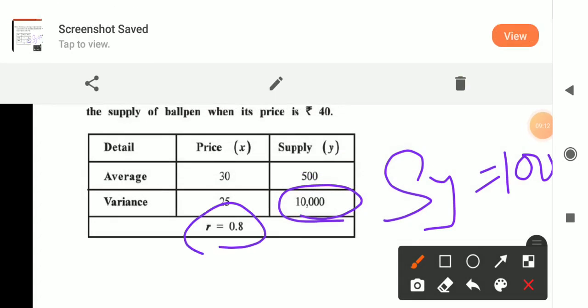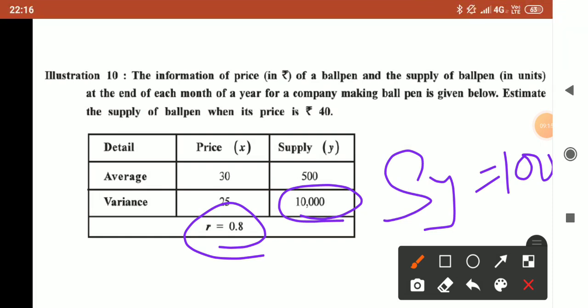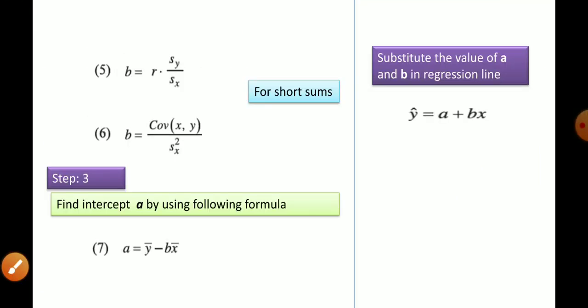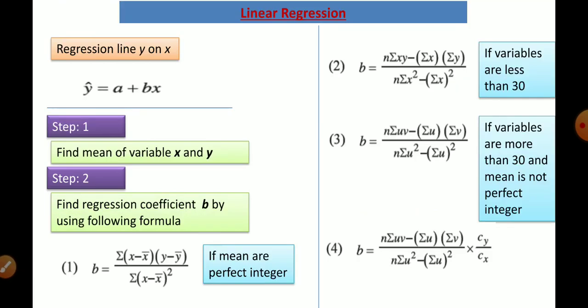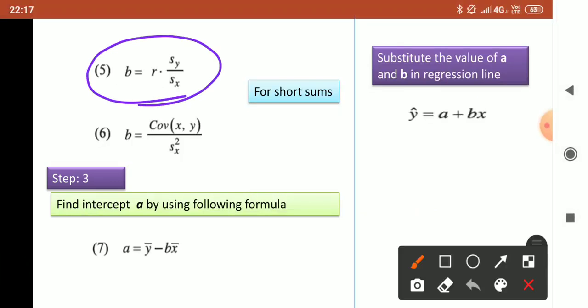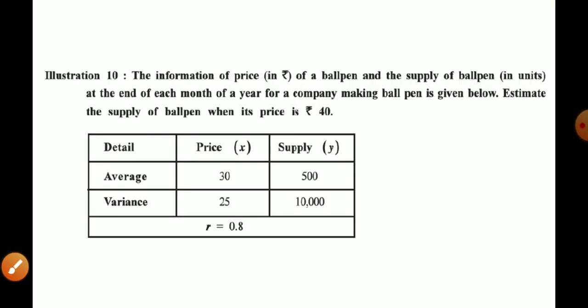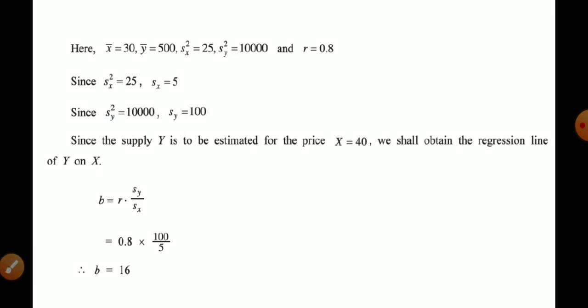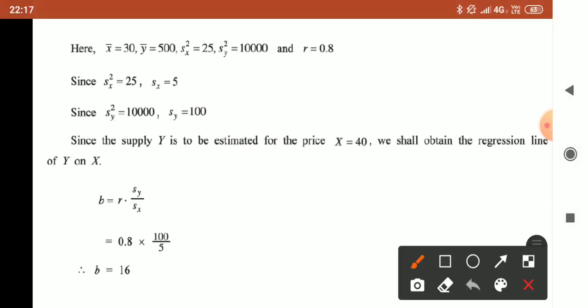Okay, r is given 0.8. So we'll solve this sum with the help of this short sum formula, because r is being provided here. See, r has been provided, sy upon sx. So we will solve this sum by this formula. So here x bar, y bar is given, sx square is 25, yes, here it is written. Sy square is 10,000. R is given 0.8.